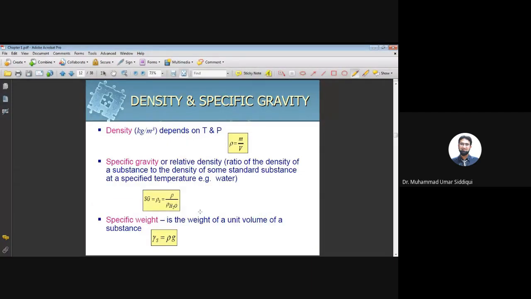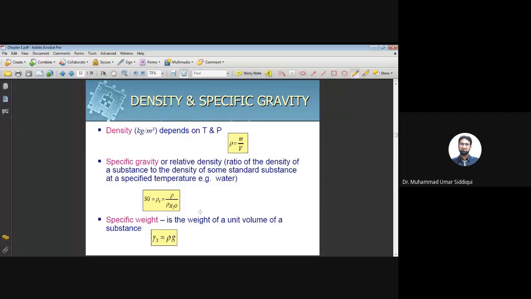Density is basically what? Mass per unit volume. Of course, you know the formula of density, mass per unit volume. But I want you to understand the physical meaning of density. What is the physical meaning of density? It means how heavy is something. If you want to relate something in terms of how heavy it is or how light it is, you talk about density. Larger density means the heavier the object. Smaller density means the lighter the object. Do you get the physical understanding of it or not?